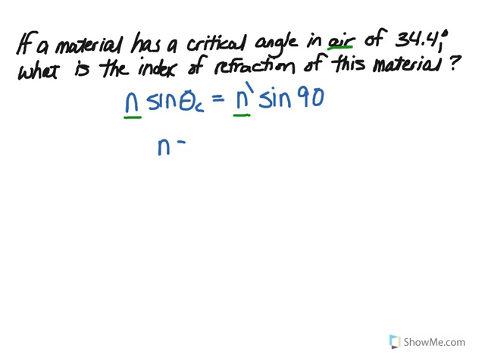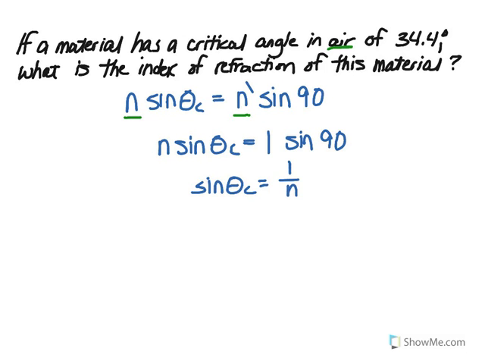So then we could say n times sine of the critical angle equals 1 times the sine of 90. And remember that the sine of 90 is actually also equal to 1. So the sine of theta c is equal to 1 over n. And we can plug in our 34.4 degrees to solve for n. And we come up with our index of refraction of the material is 1.77.